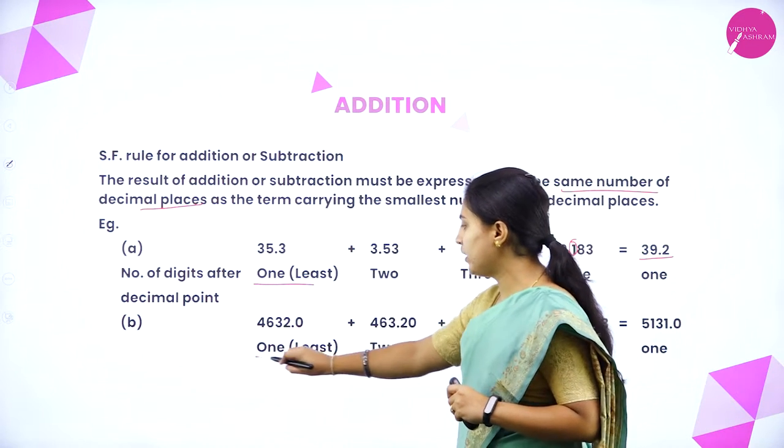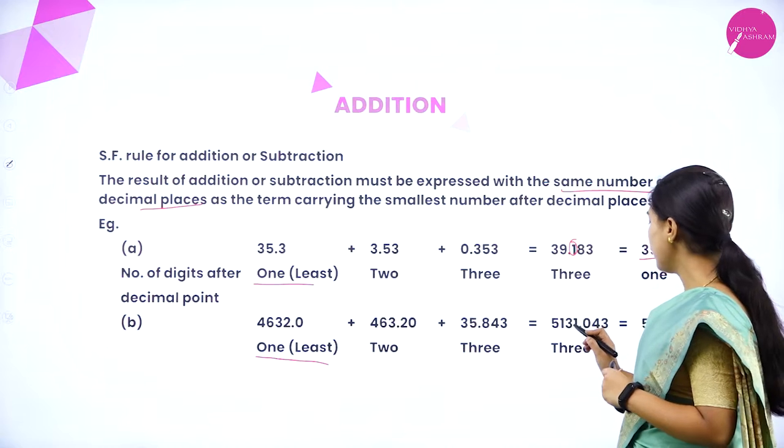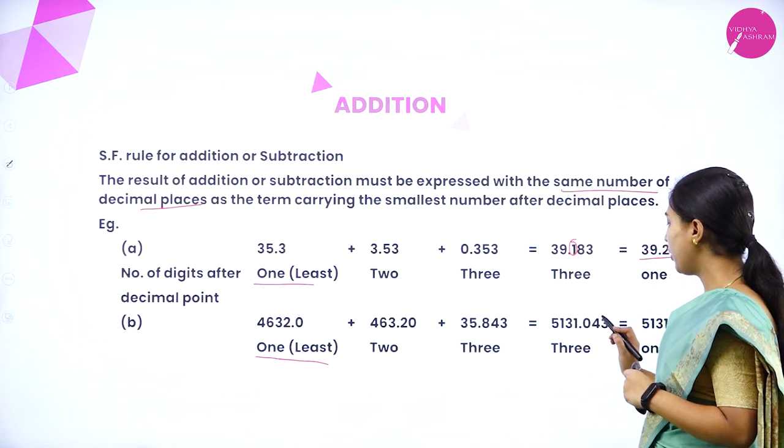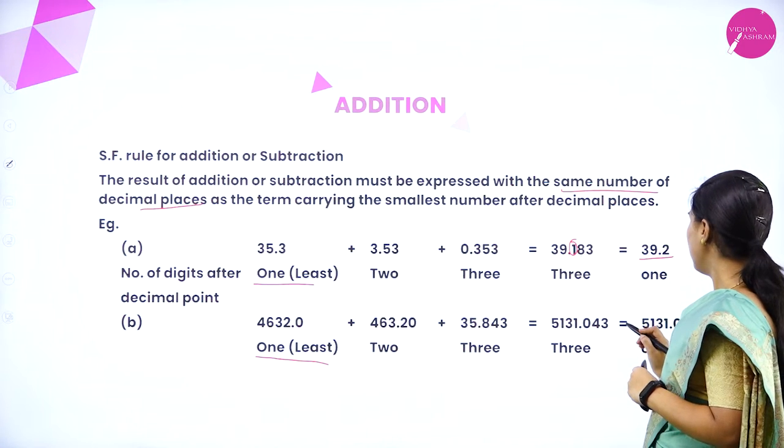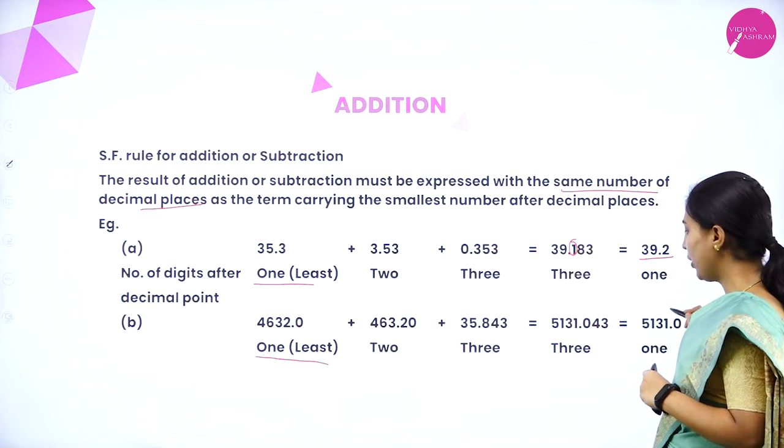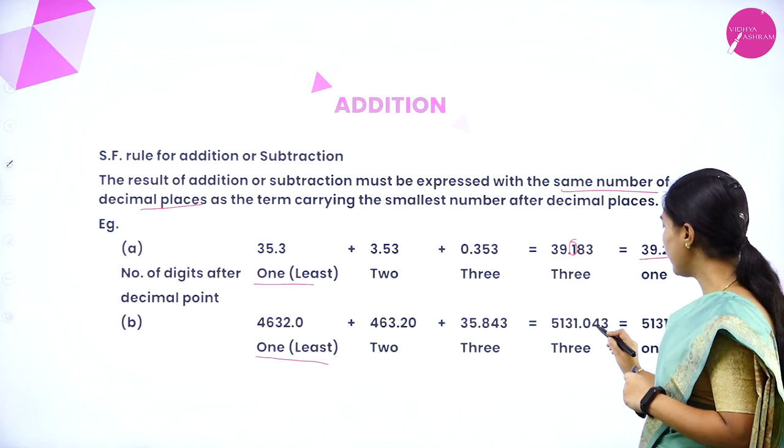35.843. Here also, one digit is the least. Your solution is 51.0433. You should convert it into one digit, right? So, 51.31.0.